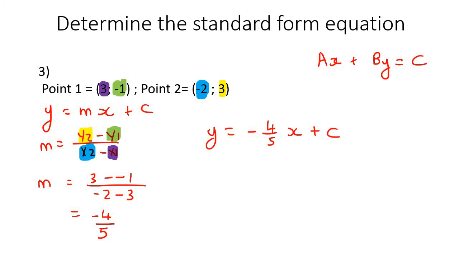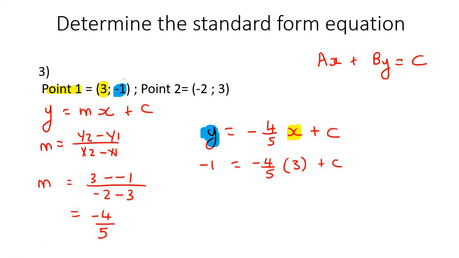Now to get c, we just choose a point once again. So I'm going to choose point number 1. So that means that this can go in the place of x. This can go in the place of y. So you end up with negative 1 equals to negative 4 over 5, and then x is 3 plus c. And so now you end up with negative 1 equals, now this you can just type out on your calculator if you want, but it should give you negative 12 over 5 plus c.